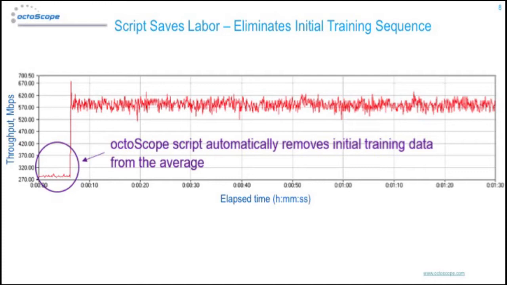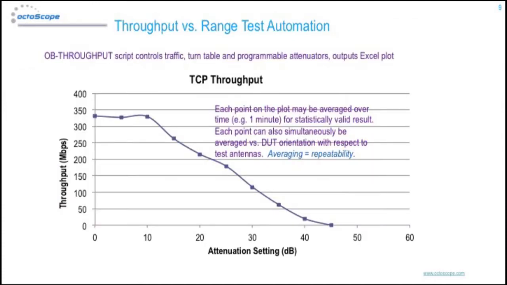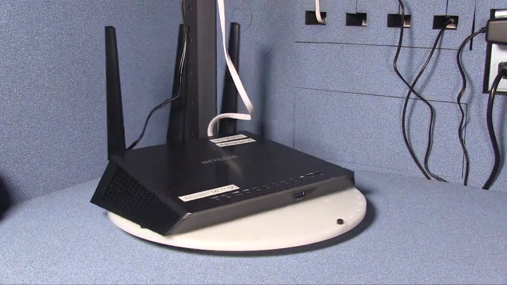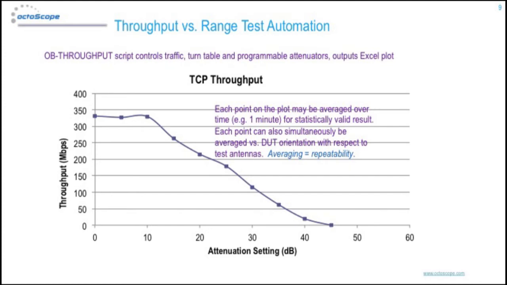The octoScope throughput script removes this extraneous data for each of the data points in a test run. The number of points in a particular test run depends on the number of attenuation steps specified in the throughput script. At each point we can specify how long we transmit data and whether to introduce device rotation during the test. So, for example, the script can rotate the turntable over the duration of one test point, thus averaging the performance over the device orientation. This will result in a throughput plot versus range and attenuation, as shown here.